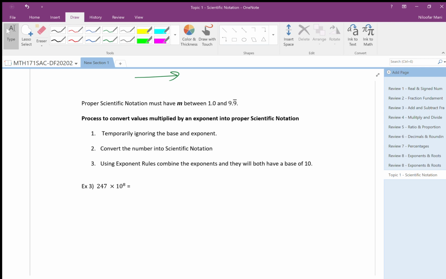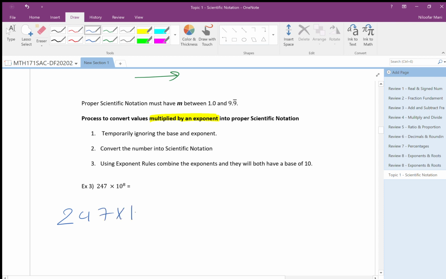So as I said, the process to convert a value. If you already have 10 power something beside the number, what do you do? You have to do the same thing, and then combine what you have with what you get. What do I mean by that? Okay, so listen.